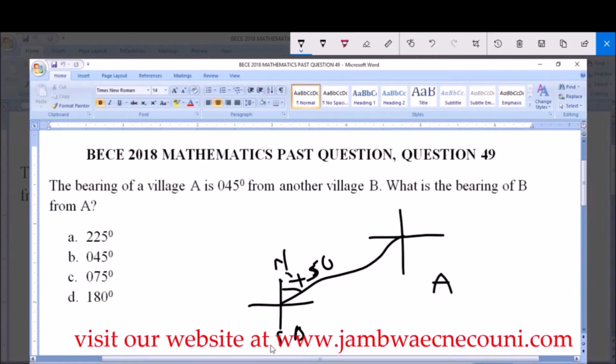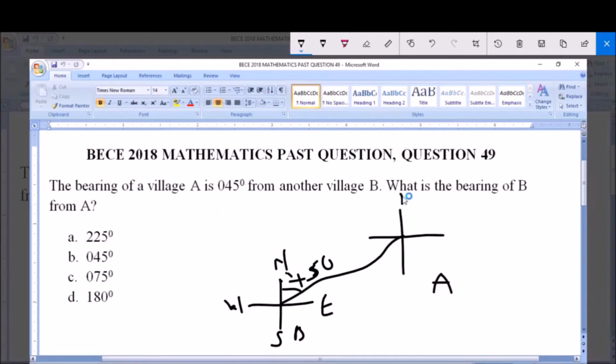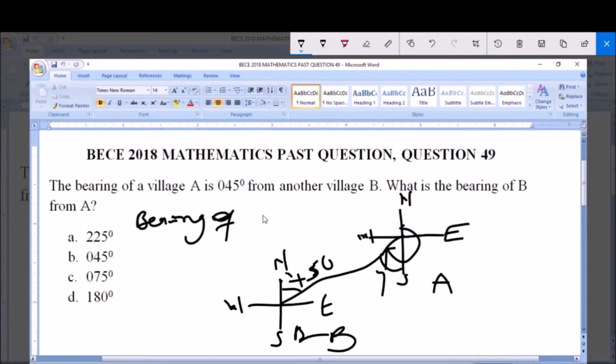Now this is our north, south, west and east. So now we are asked to find the bearing of B, village B, from A. Like we know, to find the bearing of B from A, you have to find this angle here. This is the bearing. Now we can divide this angle into two. That is the angle on a straight line, which is 180, and then this angle here, let's call this angle y. So we say the bearing of B from A is given as 180, as angle on a straight line, plus angle y. Now, how do we get y?